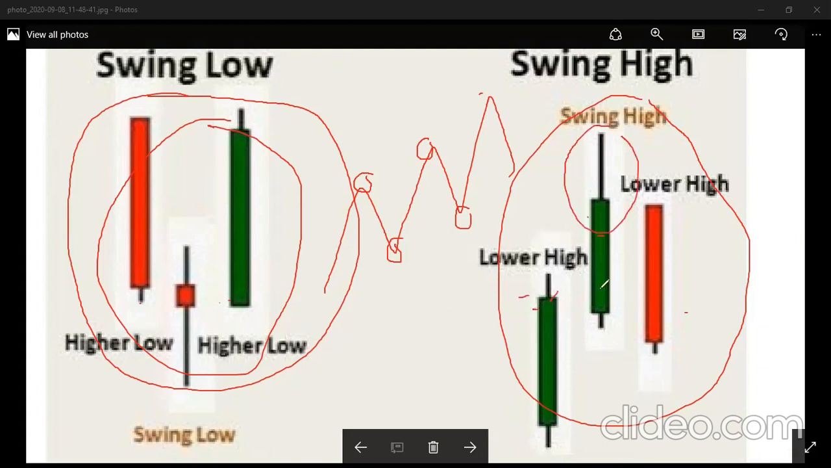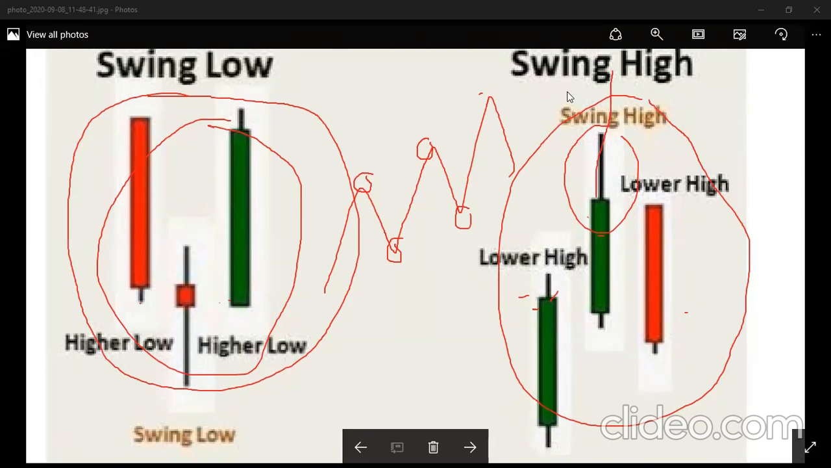Now, the candles can be any shape, any color. This one can even be long, up to here. It doesn't matter, as long as it's a 3-candle pattern, where the middle is either the high or the low.